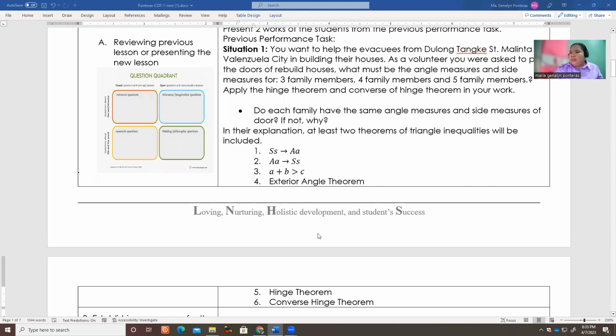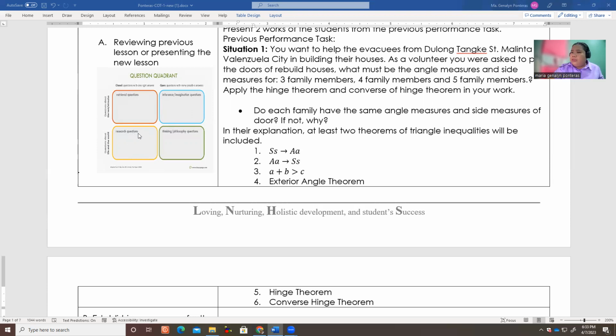Now, sa gilid, meron akong tinatawag na question quadrant. The question quadrant has four quadrants, four squares, starting from left going to right, then down left going to right ulit. The first quadrant is the retrieval question. Retrieval question refers to one correct answer. The second one, the blue square here, is the inference question, wherein there are many possible answers.